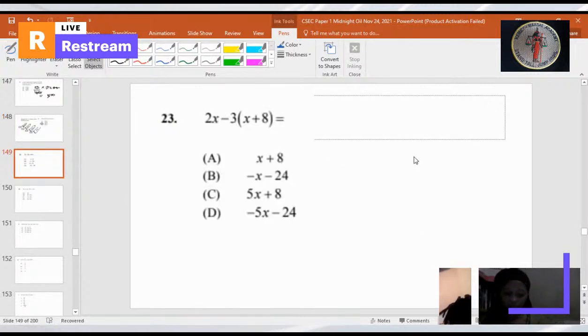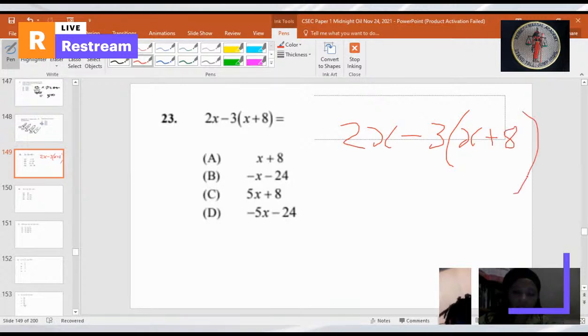All right, so now for number 23, we're going to expand. We're going to expand using the distributive law, right? So we have 2x minus 3 times x. All right, so how are we going to expand that?